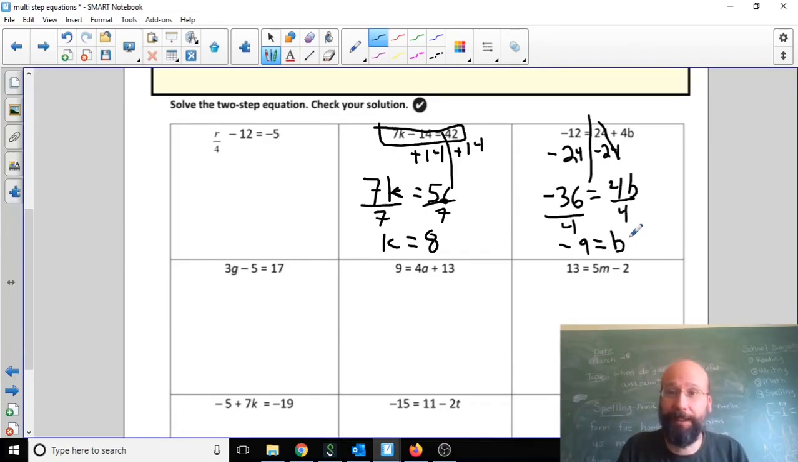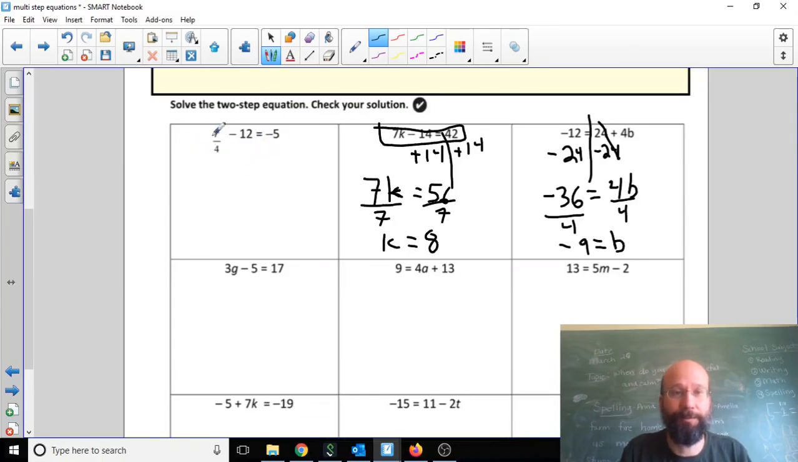And I can do the same thing. I can check it. Actually, I'll check this one over here once, and then I'm going to stop checking it. But you have to check it when you do these solving equations. You have to check it because I need to see your work.